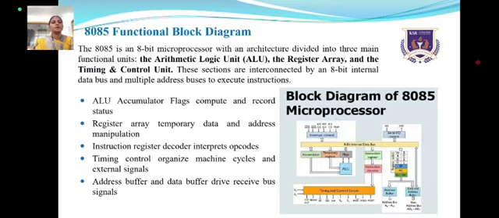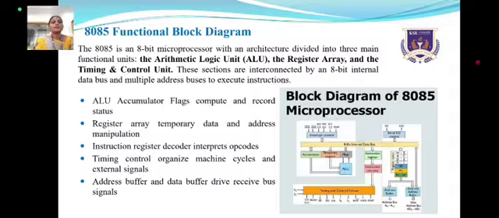8085 functional block diagram. This is the block diagram for 8085 microprocessor. The 8085 is an 8-bit microprocessor with an architecture divided into 3 main functional units: the ALU unit, register array, and the timing and control unit. These sections are interconnected by an 8-bit internal data bus and multiple address buses to execute instructions.